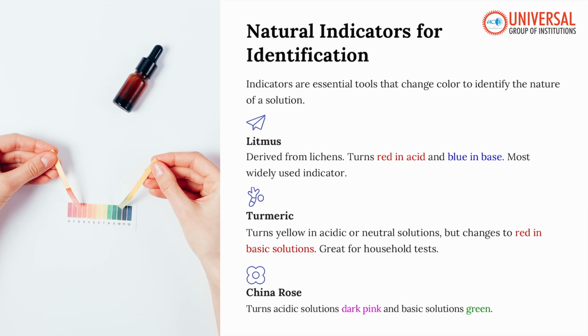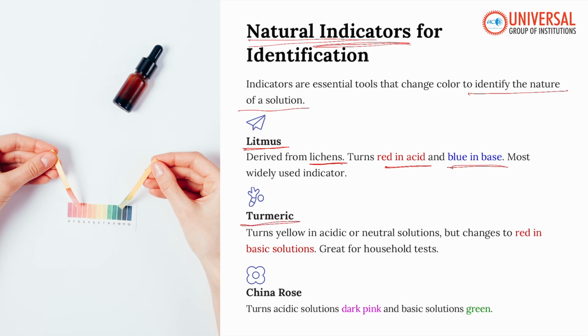Now, how do we identify whether a substance is acidic or basic? We use indicators. Indicators can be natural or synthetic, and they change color depending on the pH of the solution. Let's look at some of the natural indicators. These indicators are essential tools that change color to identify the nature of a solution. We'll talk about litmus first. Litmus paper is extracted from lichens. It turns red in acid and blue in base. The most widely used indicator is litmus paper.